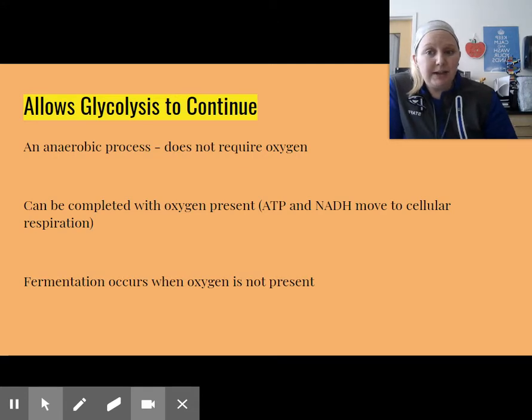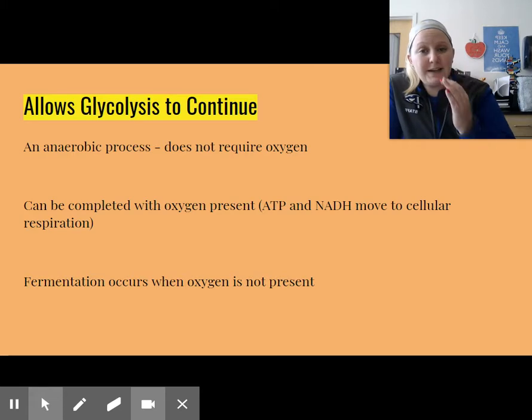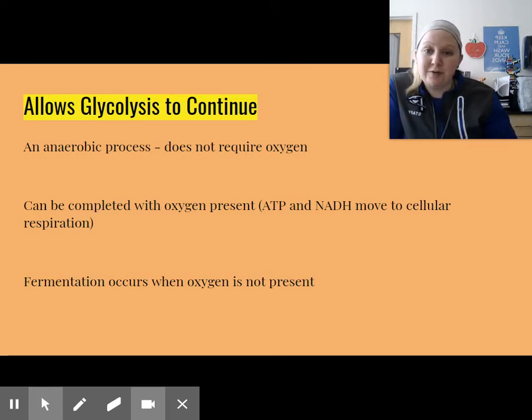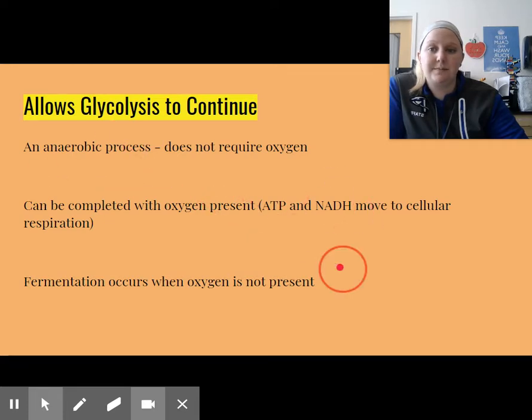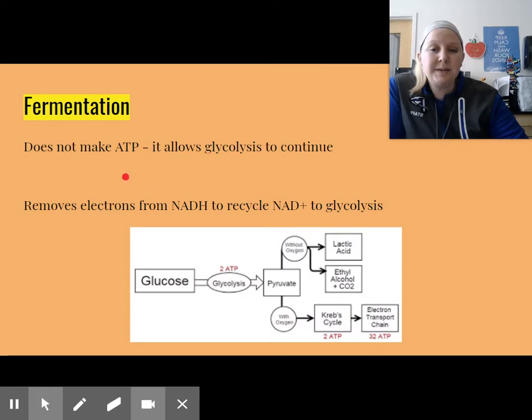Glycolysis can be completed when oxygen is present. All it does is make ATP and NADPH to be moved into the further steps of cellular respiration. However, when oxygen is not present, we move into fermentation. This produces less ATP over time, but still makes ATP and NADPH or NADH that can be used in glycolysis. Fermentation itself does not make ATP, but it allows glycolysis to continue.